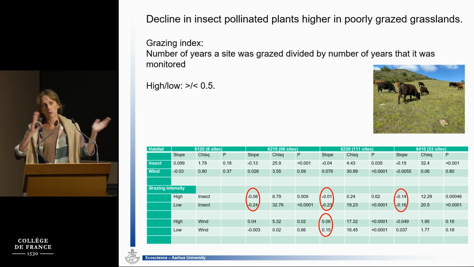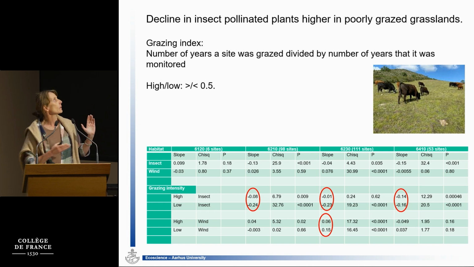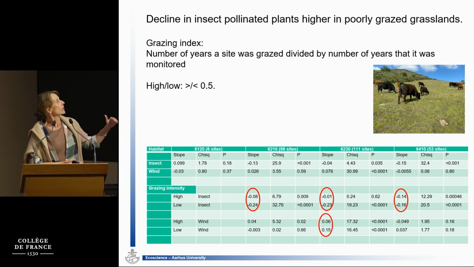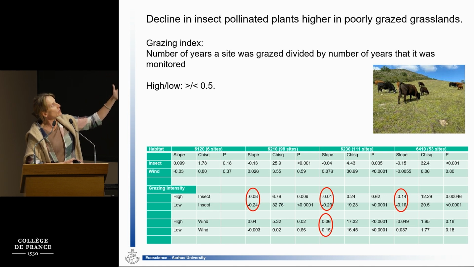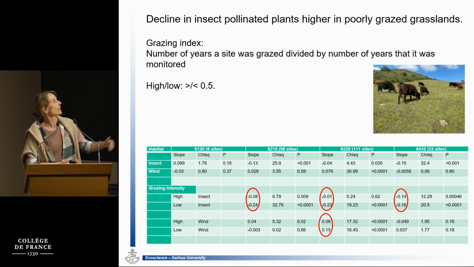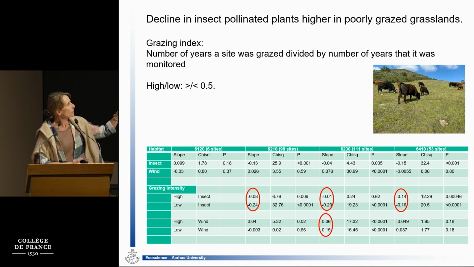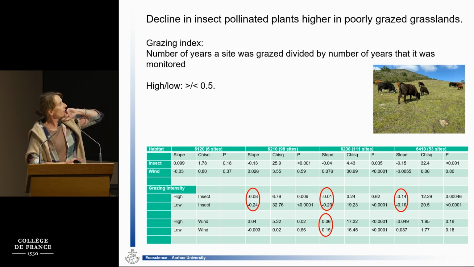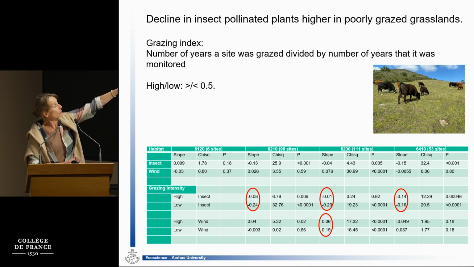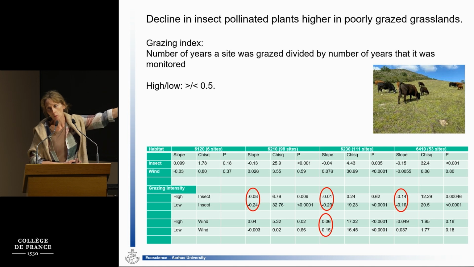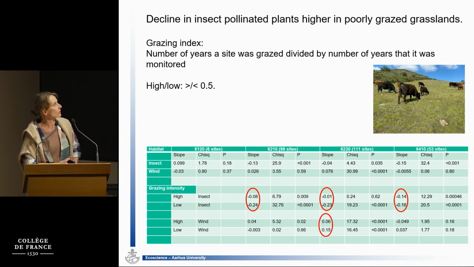So it gave us a rough index between 0 and 1, and then we could divide all the sites into those that were either high grazed, which was above 0.5, or low grazed. And then we just reanalyzed the data set again for insect and wind pollinated plant species. That's the one that I have the red circles around there. We couldn't do it for the habitat type that only had 6 sites, but for the other habitat types that were much better represented, we could get some decent results.